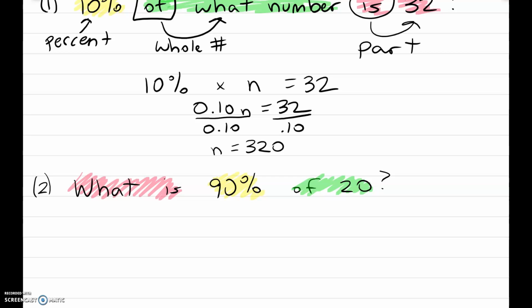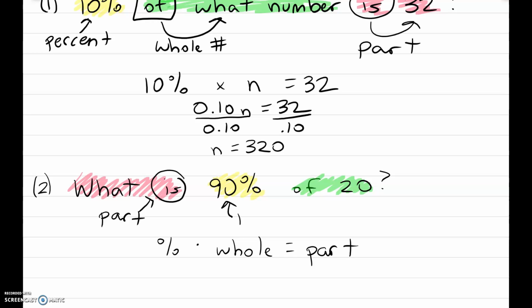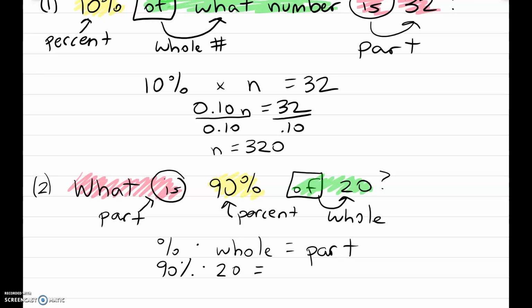That's the number we're going to use to do with the percentage. So our formula, remember, is percent times whole equals part. So we said anytime we see the word is, that tells me the part. And this is asking what is, so we don't know what the part is. Percentage is easy to identify. That's the percent with the symbol. And anytime you see the word of, that's going to tell you when you have the whole number. So what follows the word of is generally your whole number. So in this problem, I'm just taking 90% times my whole number 20, and that's going to give me what the part is.